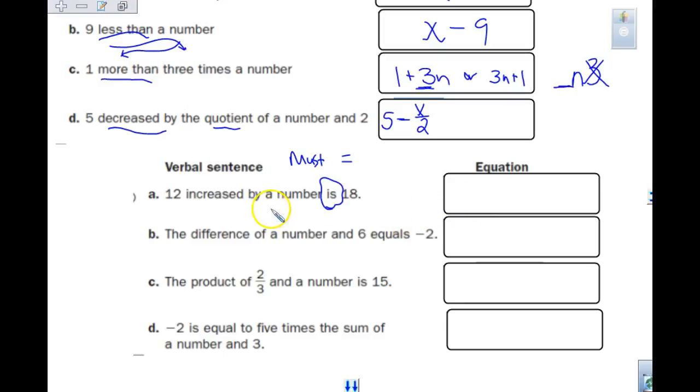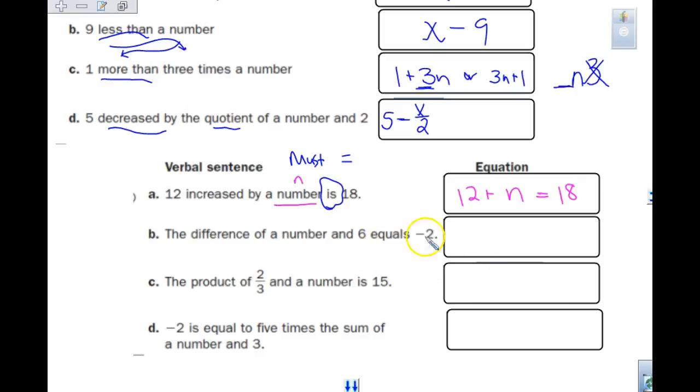Zach, start us off. 12 increased by a number is 18. Looks like what? 12 plus n or x? We don't know. So the number, I don't care if you use n or x, but that's our variable, okay? Equal 18. Now, the question is, oh, but I know 12 plus 6 equals 18. I know, but they want you to solve it for that unknown, okay?